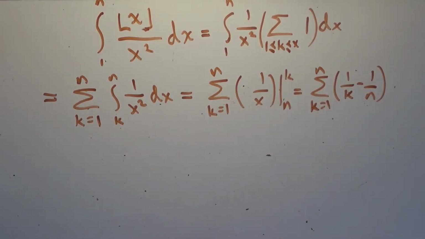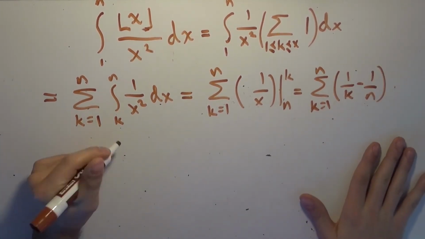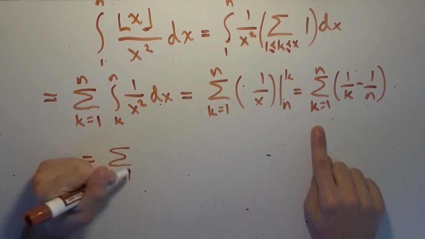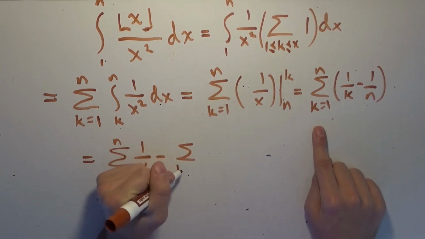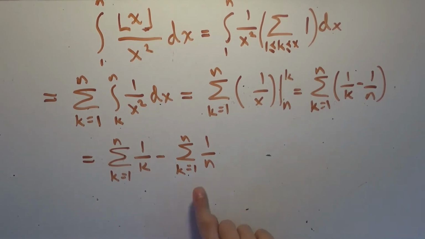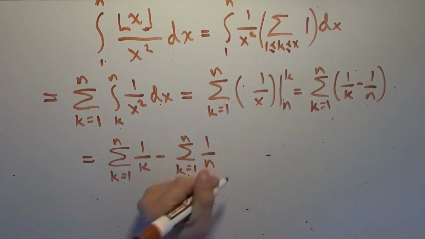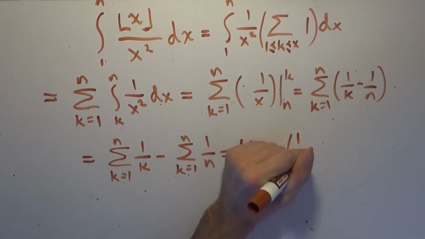But wait a second. Wait, this looks kind of familiar, doesn't it? This isn't going to infinity, so I can break it up into two different sums, and I get the sum from k equals 1 to n of 1 over k minus the sum from k equals 1 to n of 1 over n. Well, 1 over n doesn't depend on k, so this one I'm just adding 1 over n n times, which means this is n times 1 over n, and look at that. That's the nth harmonic number right there. So this is equal to the nth harmonic number minus 1 over n times n.